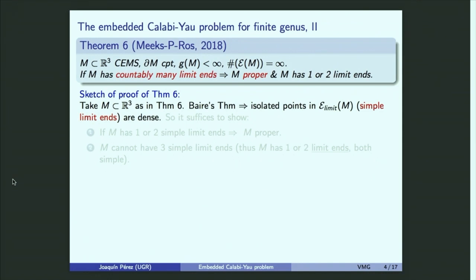But this is a metric space with the topology I told you before, right? And it is countable and complete, so you can apply Baire's theorem, and then it says that the set of isolated points in that set will be dense, okay? But what is an isolated point in the set of limit ends? Well, it's nothing but a limit end which is a limit of simple ends, but it's not a limit of limit ends, right?